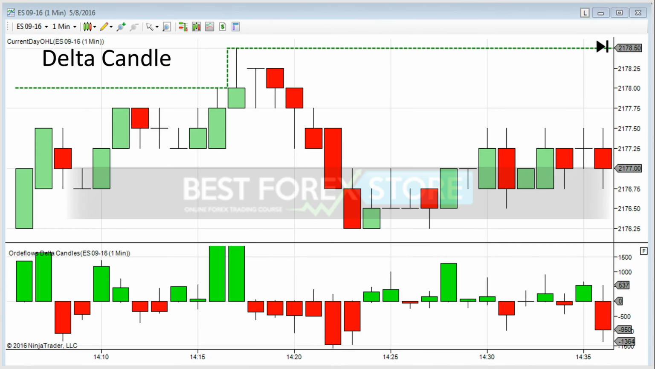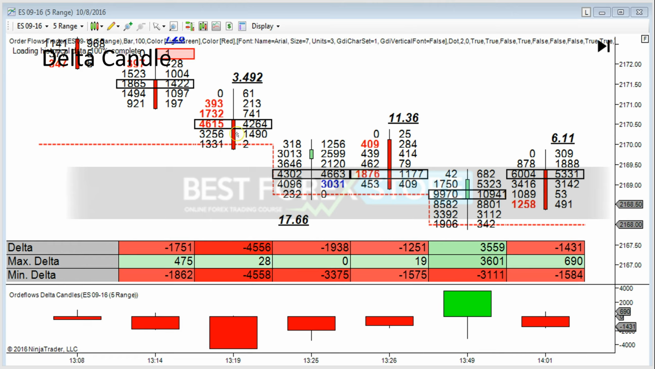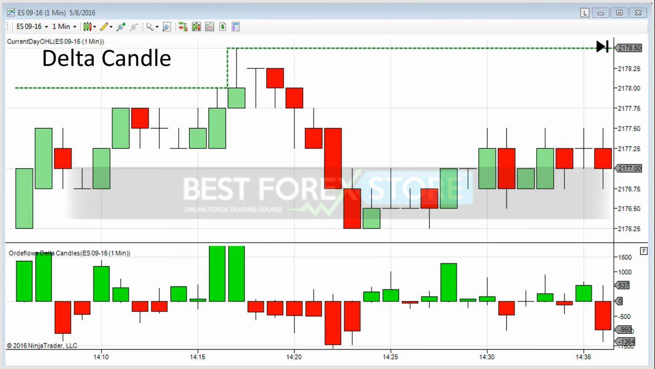Now, say you don't want to even use a volume footprint chart, the bid-ask data. You can put delta candles, if you have good software, on a normal bar chart. So you don't even have to look at the bid-ask data or volume footprint chart, because you can just look at your normal bar chart with the delta candles below, so you understand what's happening with the delta based on it below.